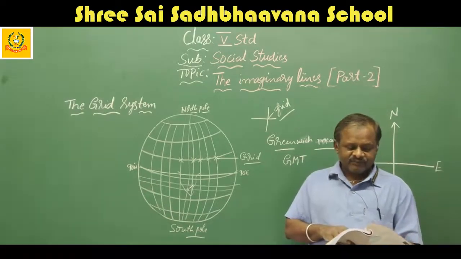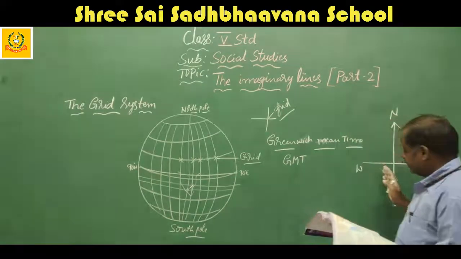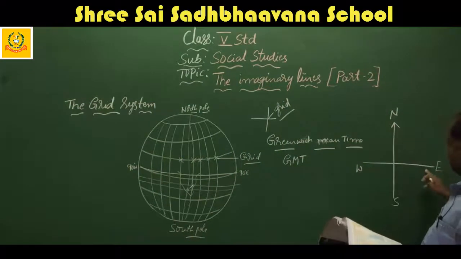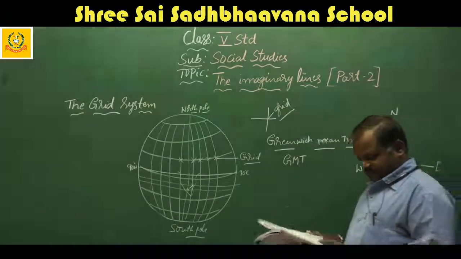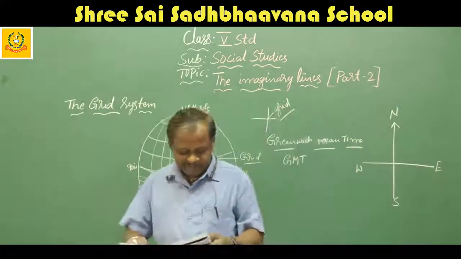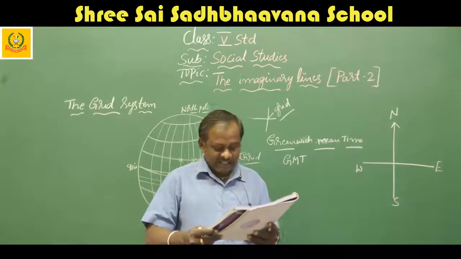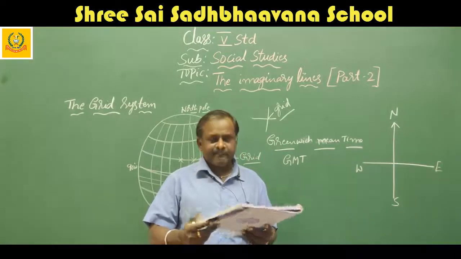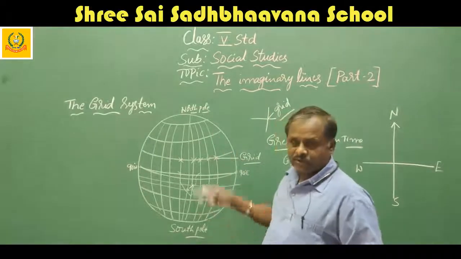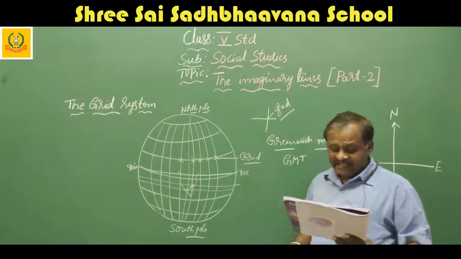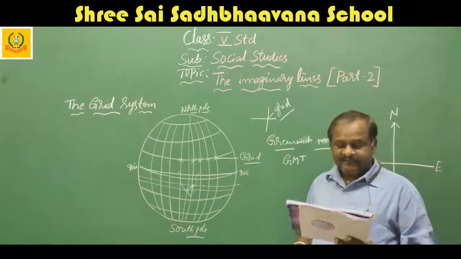82.30 degrees east. That means when you move to here, east, 82.30 degrees east. Okay, I will explain this one. A country may have many longitudes passing through it, not only one longitude. Hence, different places may have different times within the country.